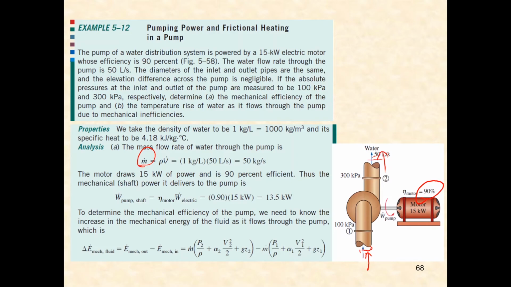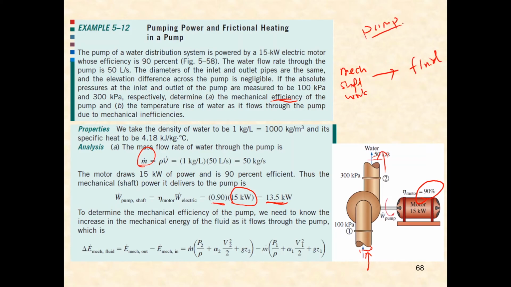50 kilograms per second. Then we know that the motor draws 15 kilowatt of power and only 90% is converted into the pump shaft work. So this is the total energy supplied by the motor, and this is the efficiency that is converted into shaft work. So the shaft work only receives 13.5 kilowatt, and then we need to find the mechanical efficiency. What we need to know is that we are converting mechanical energy, or shaft work, into the fluid by using the pump.